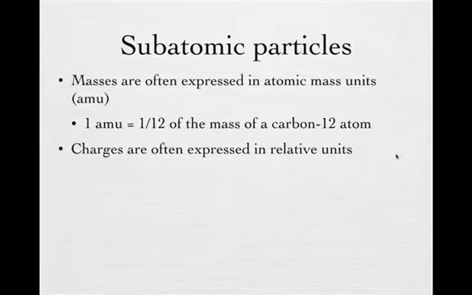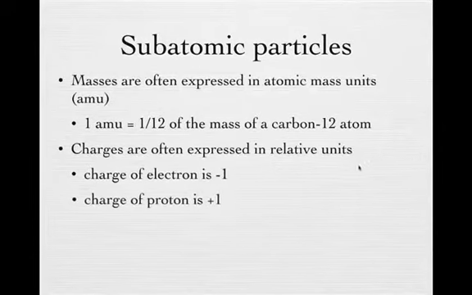So when we do charges, we often don't express our charges in coulombs. We express them in relative units. So the charge of an electron, we would say, is -1. The charge of a proton is +1. And so that's how we express our charges of our subatomic particles. And we also use those values to express charges of ions, whether they're atomic ions or polyatomic ions.